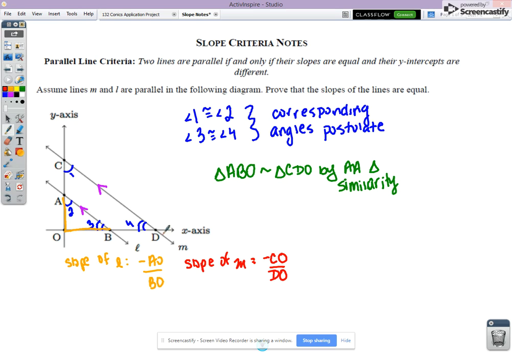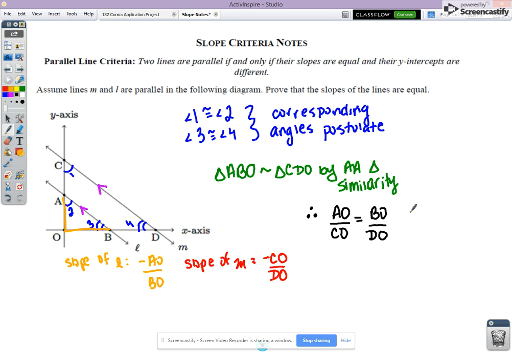So could I prove that these proportions would be equal if I know that the triangles are similar? Well, yes, and that's the whole part of the proof. If these triangles are similar, that means that corresponding sides are proportional. So, because they are similar, AO over CO, those are two corresponding sides of these triangles, must be equal to BO over DO.